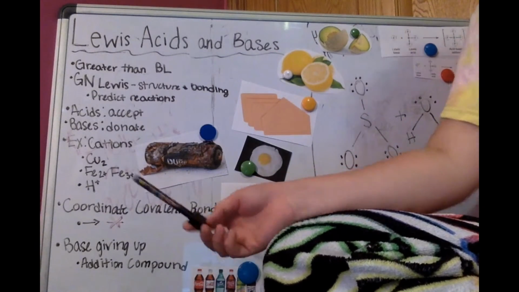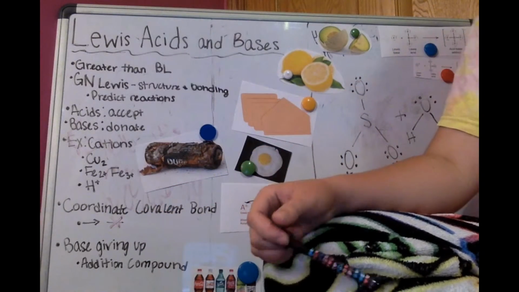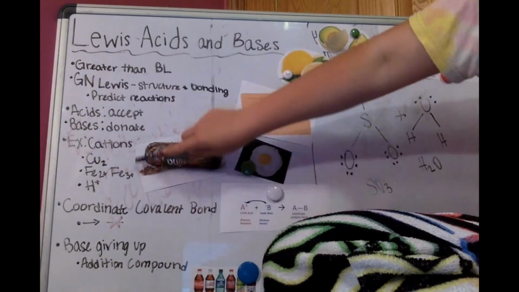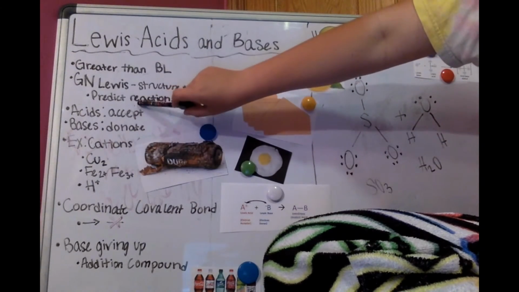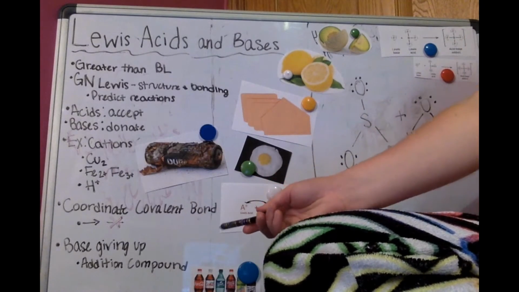And this is displayed by an arrow rather than a line when you're drawing a Lewis structure. When a base gives up one of its electrons to an acid, this is known as an addition compound, or it can also be known as an adduct.